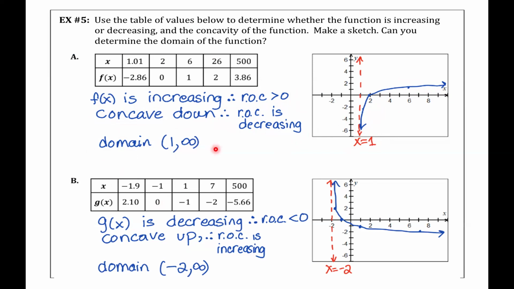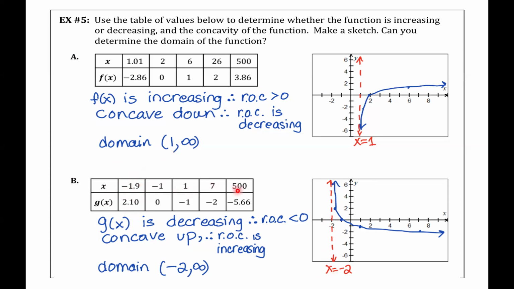All right, my domain is from 1 to infinity. On this one, looking at analyzing the left-hand behavior. So on my left hand, I am approaching -2. As I'm getting closer to -2, my numbers appear to be getting larger. So as it gets closer to -2, my numbers are still growing. So I'm going to assume that my vertical asymptote is at x equals -2.